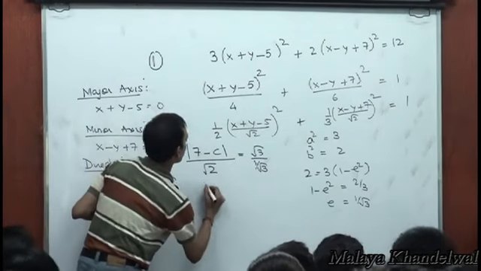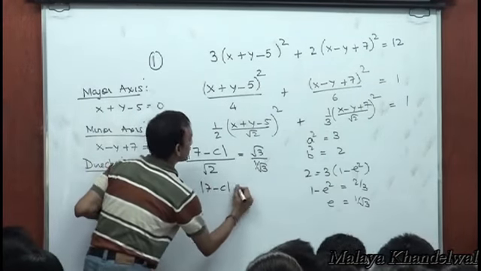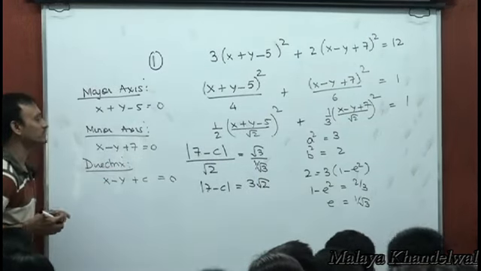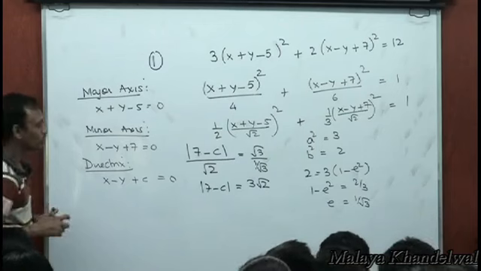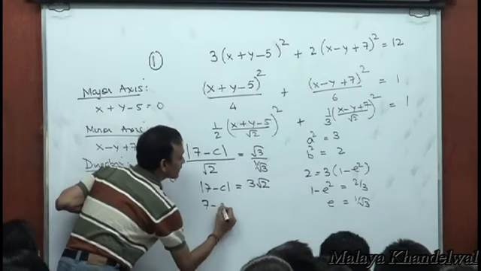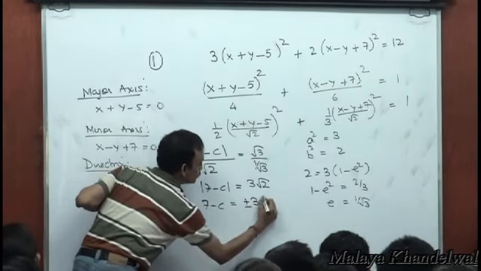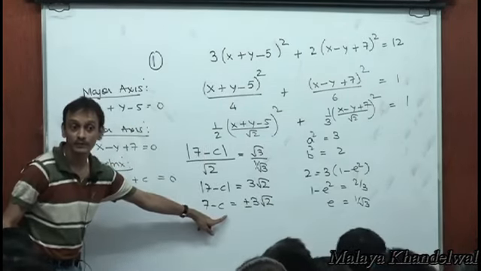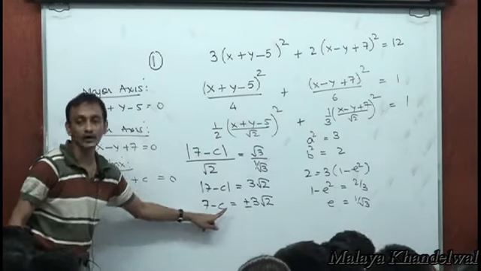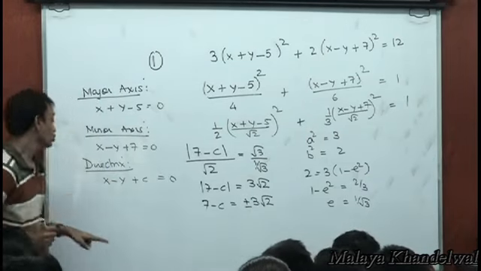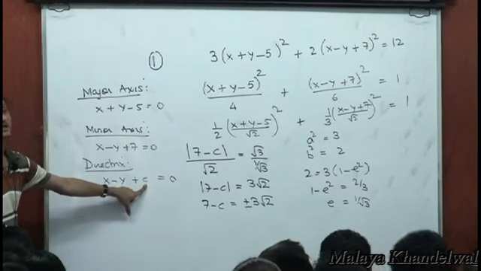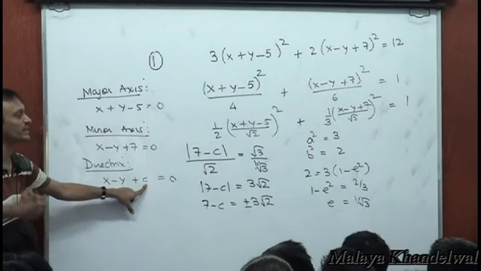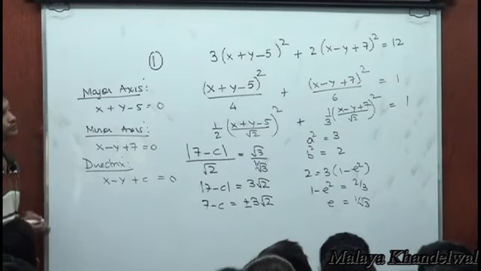So then I get mod of 7 minus c is 3 root 2. 7 minus c then is plus minus 3 root 2. So you get two values of c, 7 plus 3 root 2 and 7 minus 3 root 2. If you put c equal to 7 plus 3 root 2, you get one directrix. If you put c equal to 7 minus 3 root 2, you get the other directrix. Yes or no?